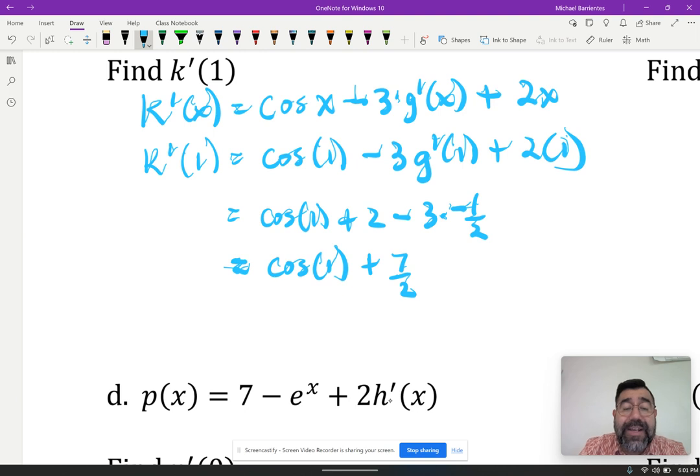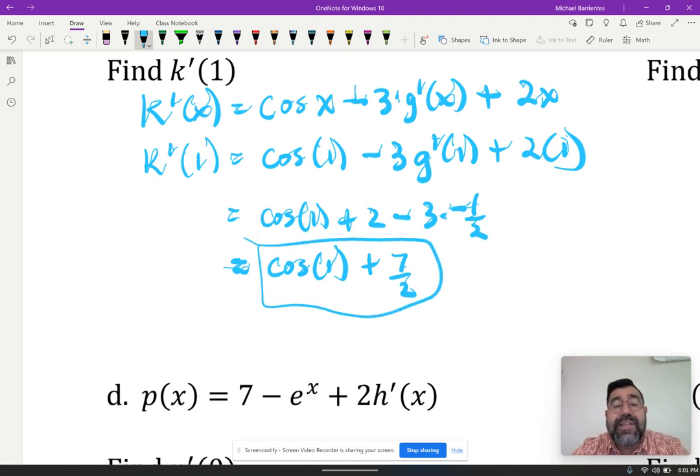You could also write it this way, because that does give you 3.5. But because I can't find cosine of 1 without using my calculator, and my calculator is going to give me a decimal approximation, which I'm going to have to estimate, I'm just going to leave the answer like this and say that is our derivative value. That's the exact derivative value, without using a calculator to get a decimal that's going to round my answer.